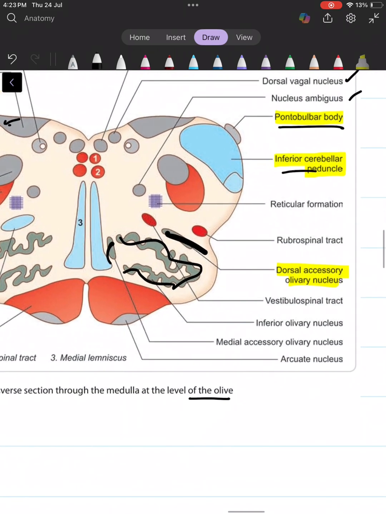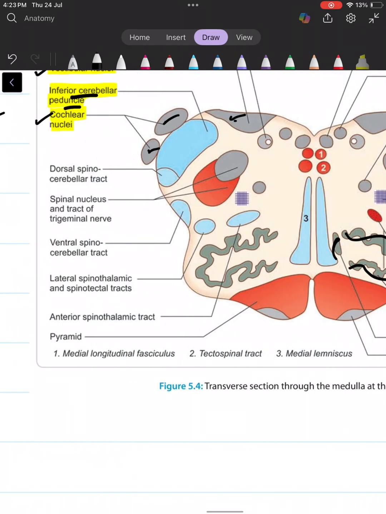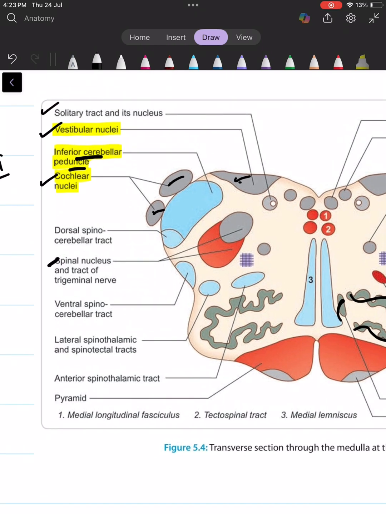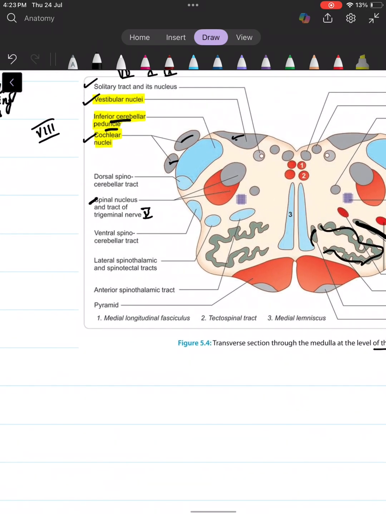Okay, so all the olivary nuclei, the arcuate or arch-shaped nucleus, the spinal nucleus and tract of the trigeminal nerve, and the nucleus tractus solitarius. Okay, this is CN5 and this is 7, 9 and 10. Cool, these are the nuclei. What are the ascending tracts? Dorsal and ventral spinocerebellar tract, lateral spinothalamic and spinotectal tract, anterior spinocerebellar tract.